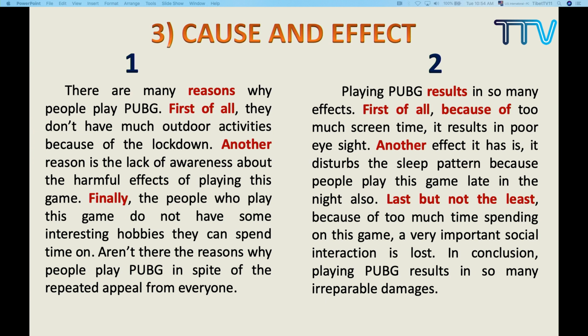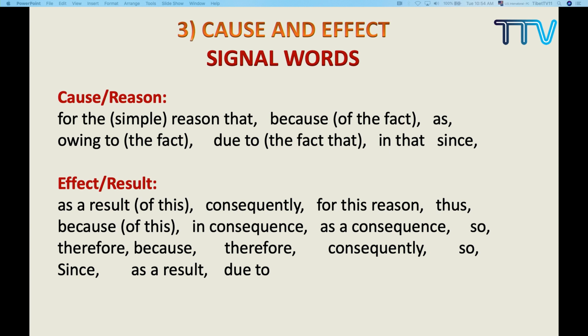Now you have to keep in mind all these technical words. We say technical words. So they are also signal words. For cause, reason: for the simple reason that, because of the fact that, as, owing to, due to, in that sense. Now these are some of the signal words. And in the effect, we also use as a result of, consequently, for this reason, thus, because of, in consequence, as a consequence, so, therefore, because. These are some of the signal words.